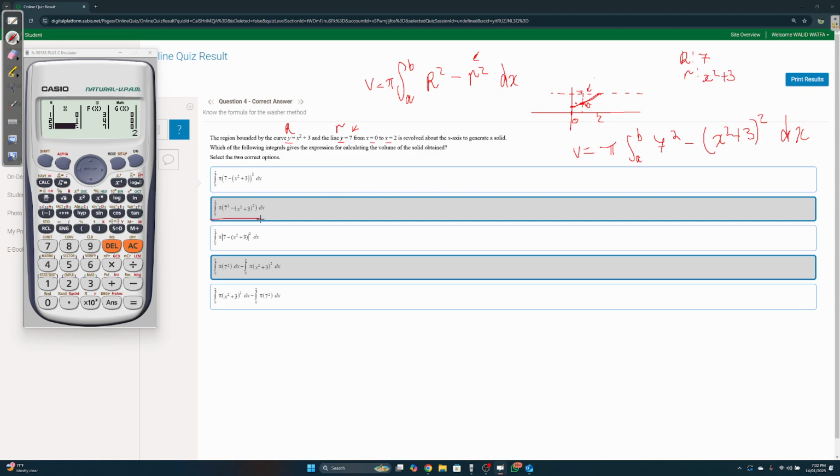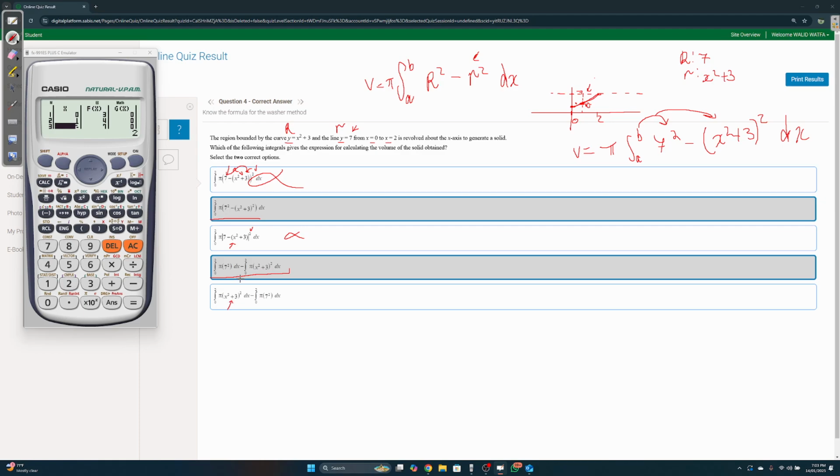So this is correct, and this is correct. Remember, whenever you have an integral of two terms, you can split up the integral and do each term separately. That's completely fine. This is wrong because the square is for both of them, which is wrong. It should be big R squared minus small r squared, not big R minus small r all squared. This one's wrong because of absolute value. And again, it's wrong because of absolute value, also because the square is outside.